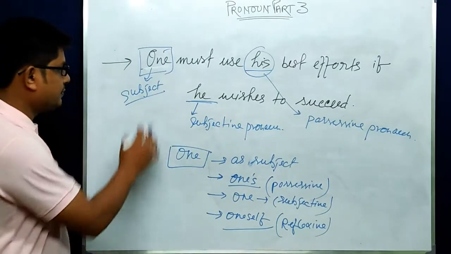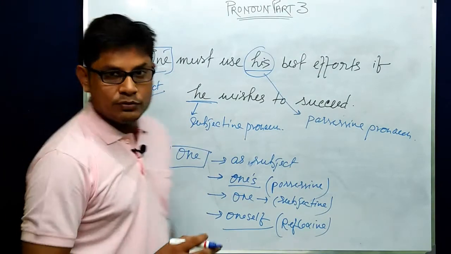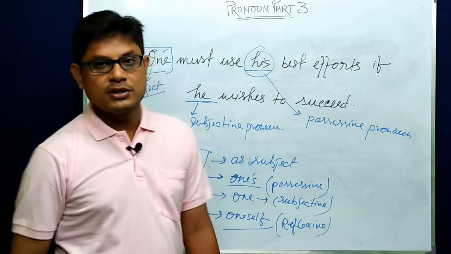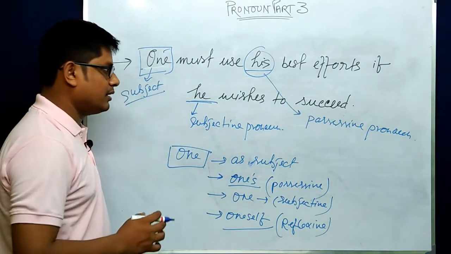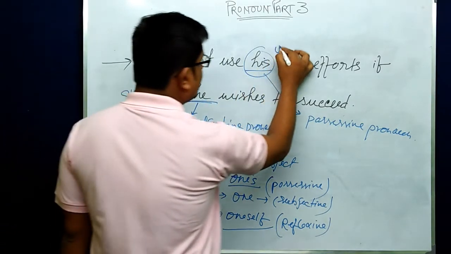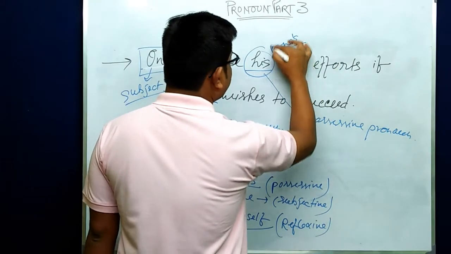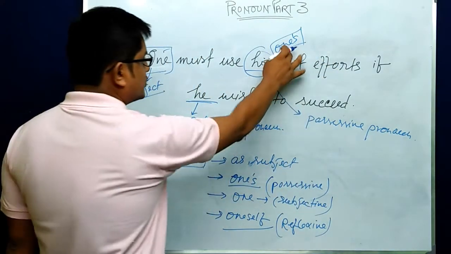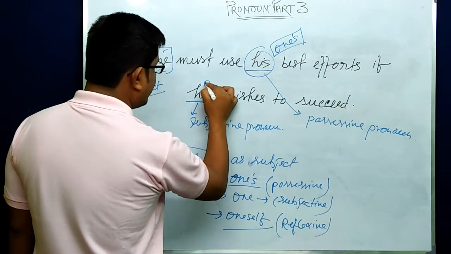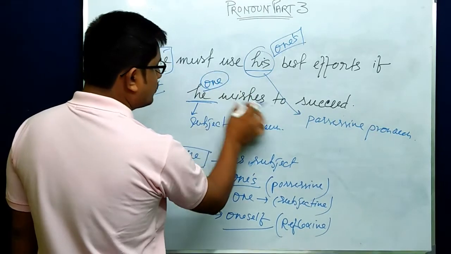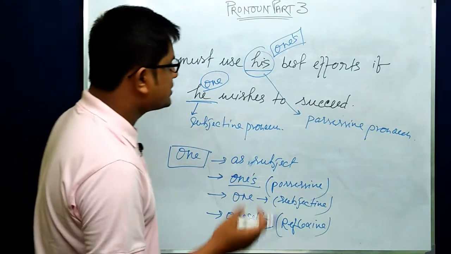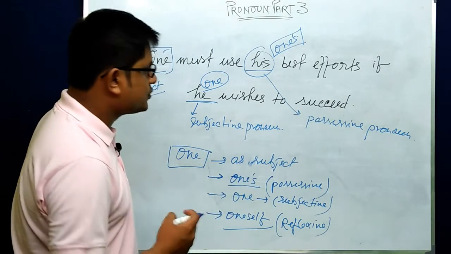Right? So if the subject is one, then whatever pronouns we use next in the sentence, each and every pronoun must be used in accordance with the subject one. So the correct sentence: one must use one's, O-N-E-apostrophe-S, best efforts if one wishes to succeed. This is the right sentence. One must use one's best efforts if one wishes to succeed.